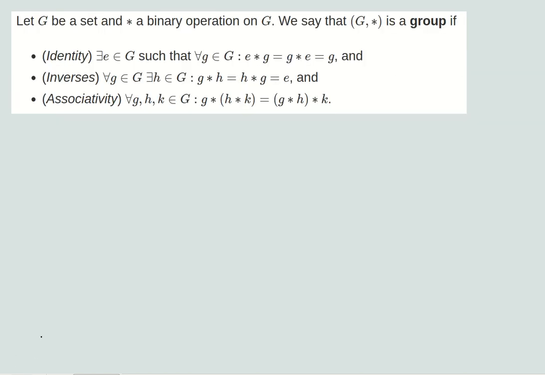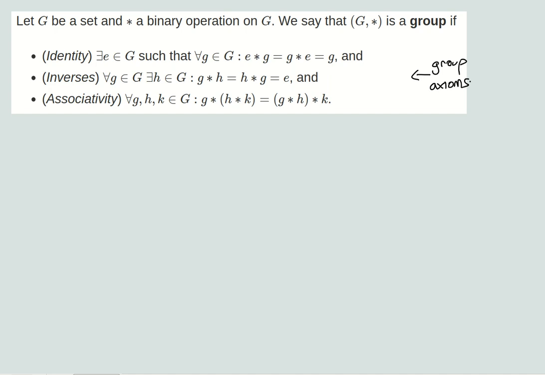Okay, now we're ready to define a group. So here is the formal definition of a group. We take a set G and a binary operation star on G, and we say that the pair G, star is a group if it satisfies these three properties. These three properties are called the group axioms.